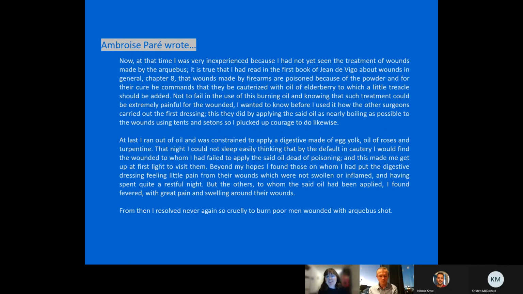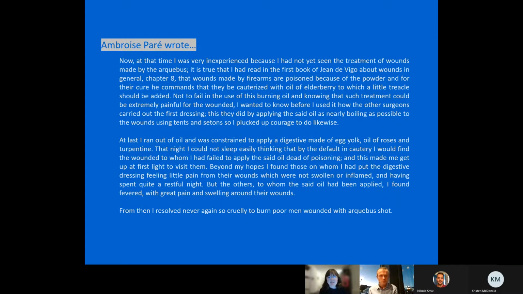Now, at that time, I was very inexperienced because I had not yet seen the treatment of wounds made by the arquebuse. The arquebuse is a type of a kind of new type of weapon. It is true that I had read in the first book of Jean de Vigo, a physician, about wounds in general, chapter 8, that wounds made by firearms are poisoned because of the powder, and for their cure, he commands that they be cauterized with oil of elderberry, to which a little treacle should be added.